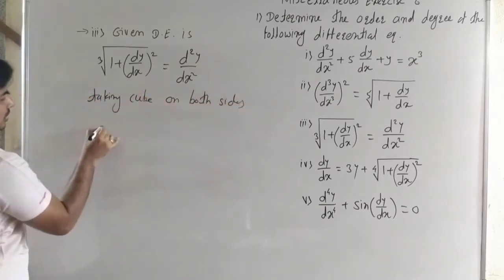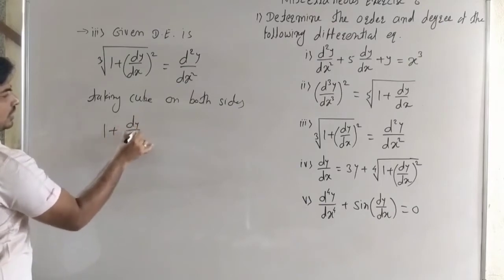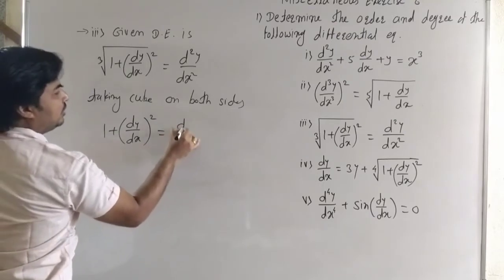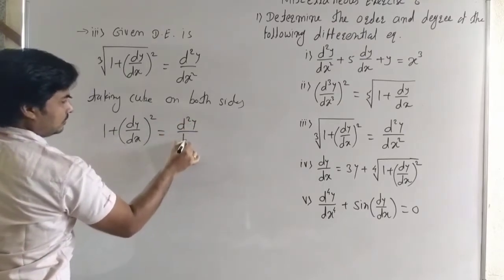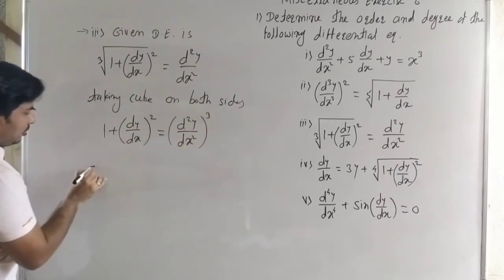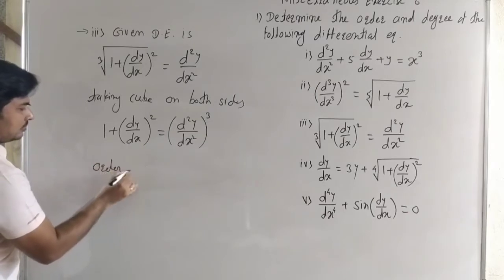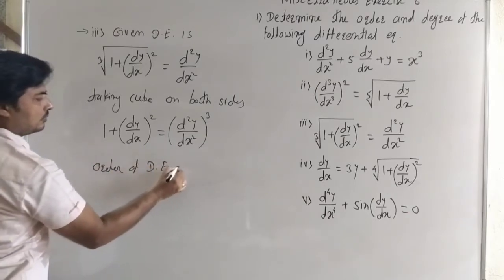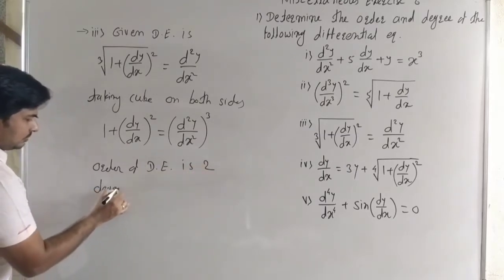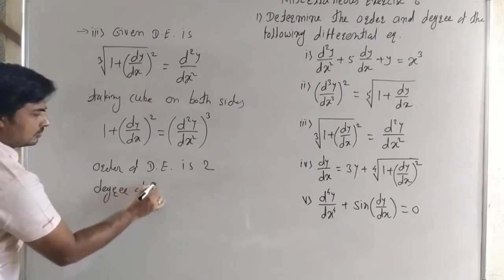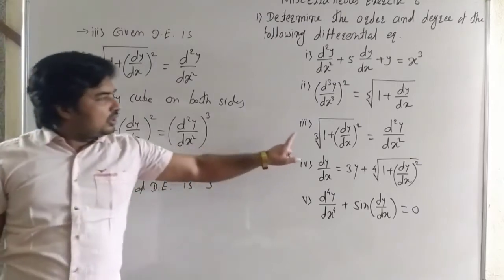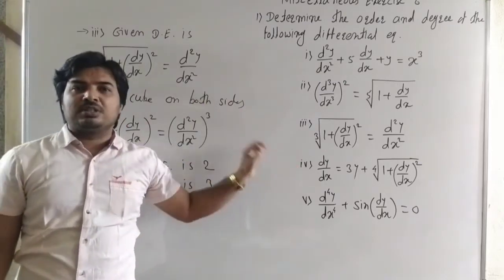Then when taking cube on both sides, it is (1 plus dy by dx) whole square is equal to d2y by dx2, whole cube. Now here the order of the differential equation is 2 and the degree of the differential equation is 3. Order of this differential equation is 2 and degree is 3.